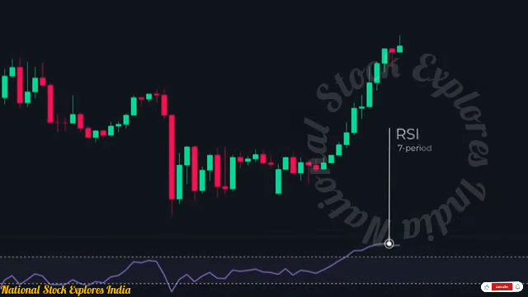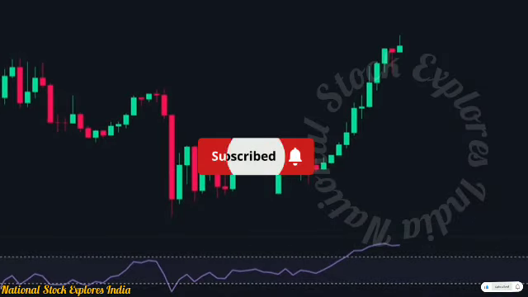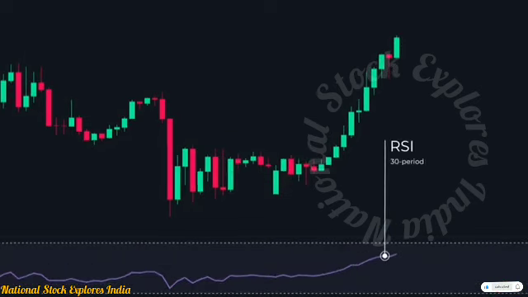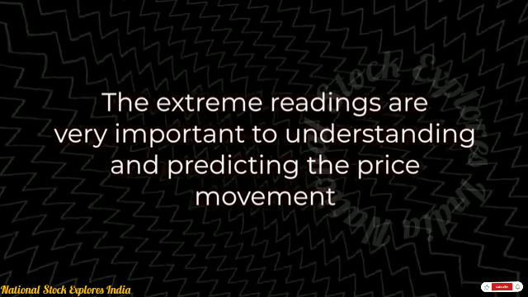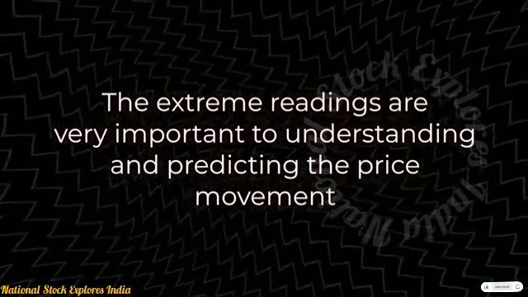When we lower this number to, say, 7, the RSI becomes fast, leading to more extreme readings. On the other hand, when we increase this number to, say, 30, the RSI becomes slow and extreme readings become rarer. The extreme readings are very important to understanding and predicting the price movement.